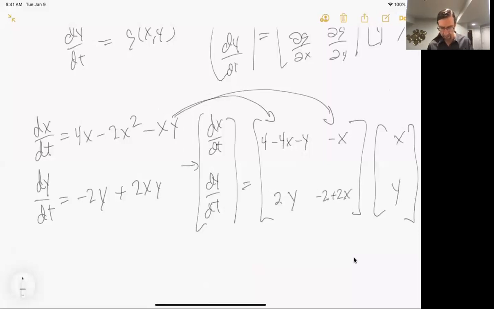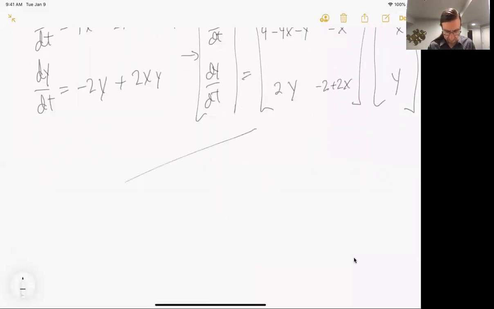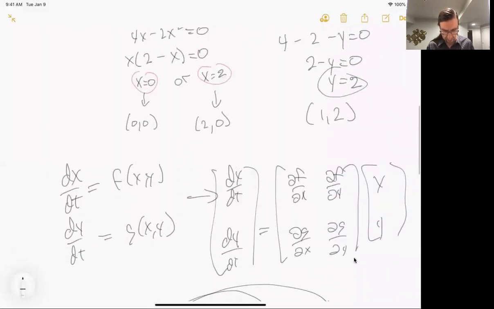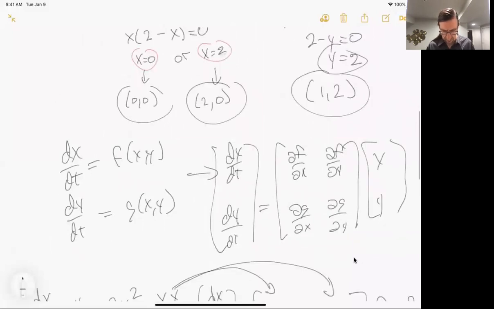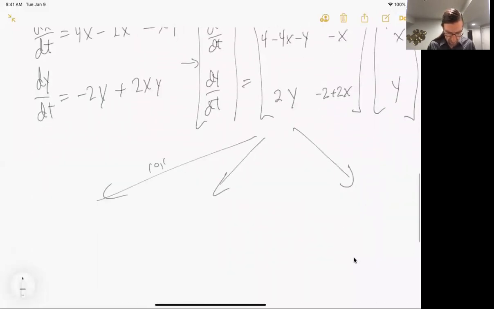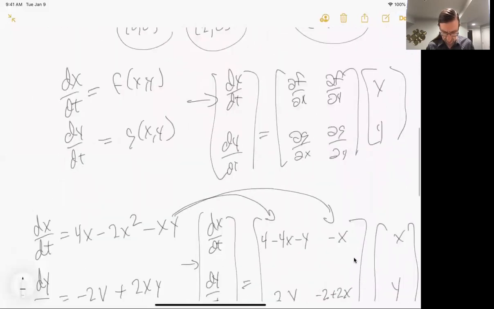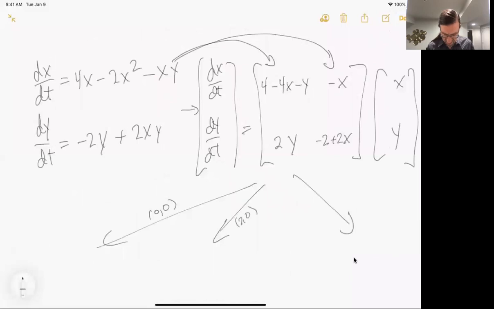All right, now those don't look like just numbers because we haven't evaluated them at the critical points. At the equilibrium points, we have 3 equilibrium points. We found (0, 0), (2, 0), and (1, 2). So we have to plug in (0, 0), (2, 0), and (1, 2). We're going to evaluate that matrix at each of those equilibrium points, and then we'll be back to having a nice 2 by 2 matrix. We'll have 3 of them. We'll analyze the system near those 3 points, and then try to reconstruct the picture of the original system.